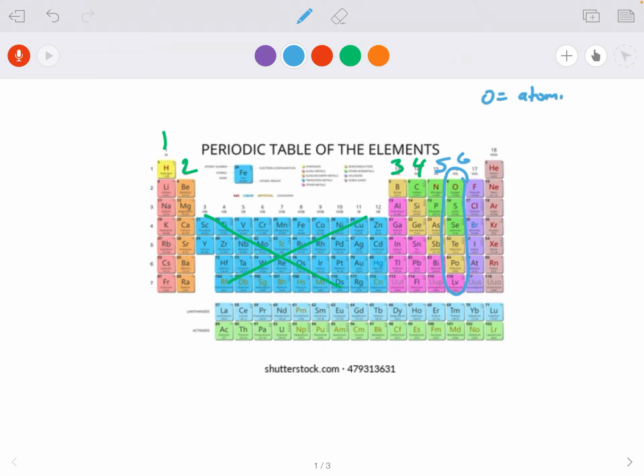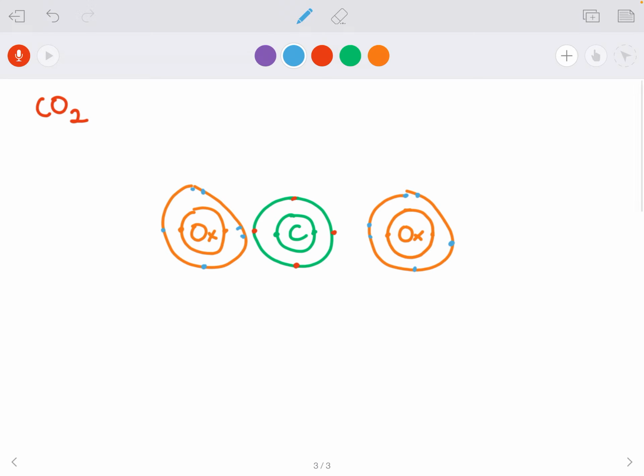oxygen is atomic number 8, which means it has 8 protons and 8 electrons in elemental form. There are 2 electrons in the inner shell, meaning there has to be 6 in the outer shell to add up to 8.